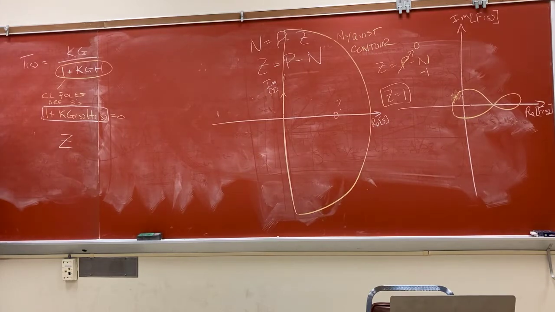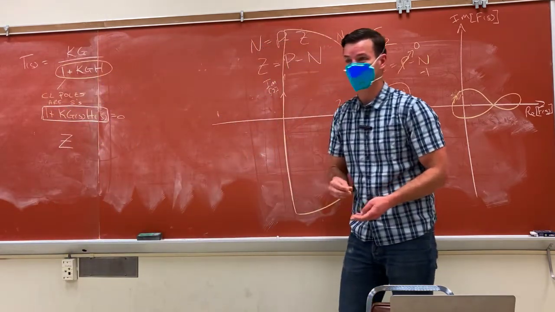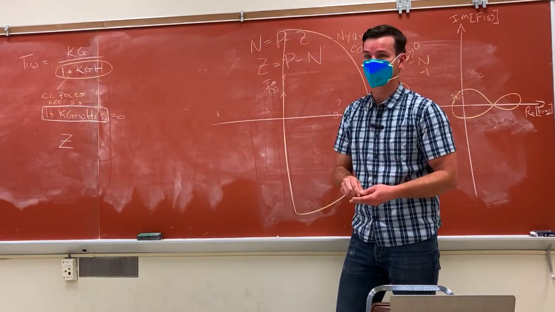That is going to be our z in our Cauchy's argument principle. Yes, closed loop poles are represented by the letter z. It annoys me that I have to use that nomenclature, but that is the universally used nomenclature.